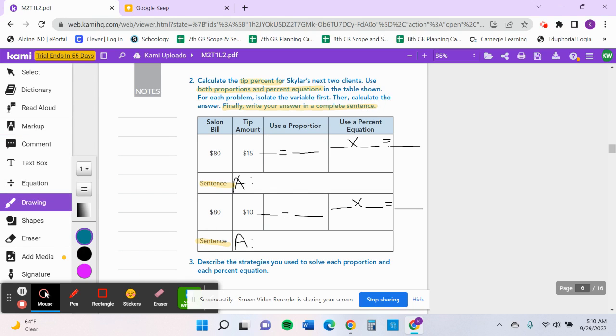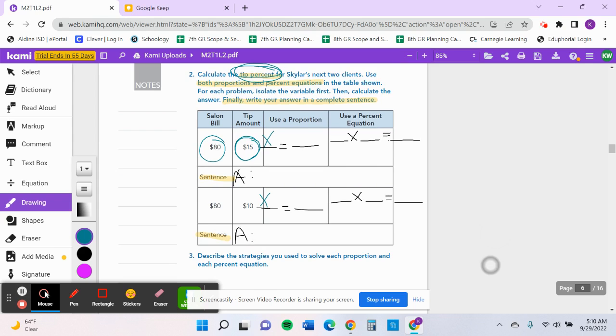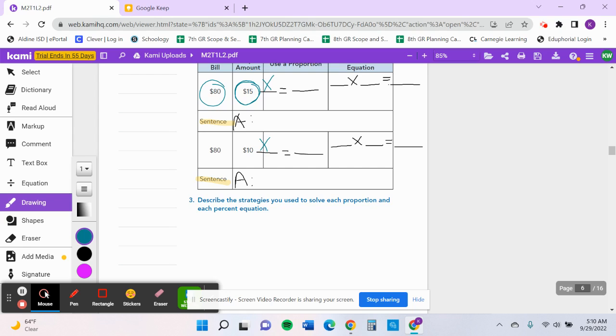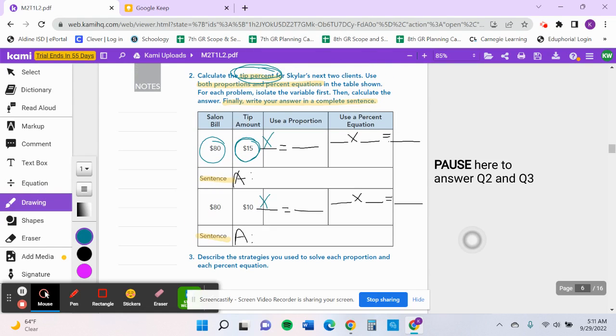So using the whole bill amount and the tip amount, you're plugging that into your proportion and your percent equation to find the tip percentage. There to give you some help. That's where our unknown value would be. And then number 3 reads, describe the strategies you use to solve each proportion and each percent equation. Go ahead and pause here to answer questions 2 and 3, and when finished, come back so you can check your answers.